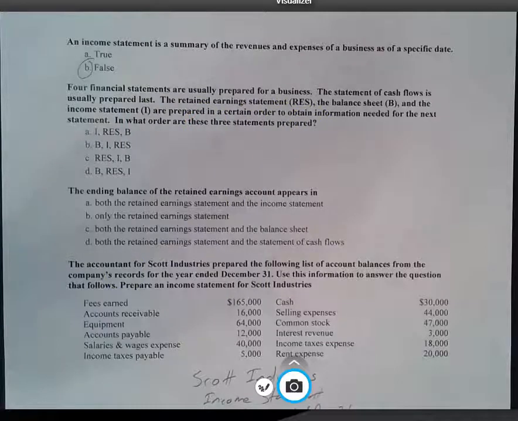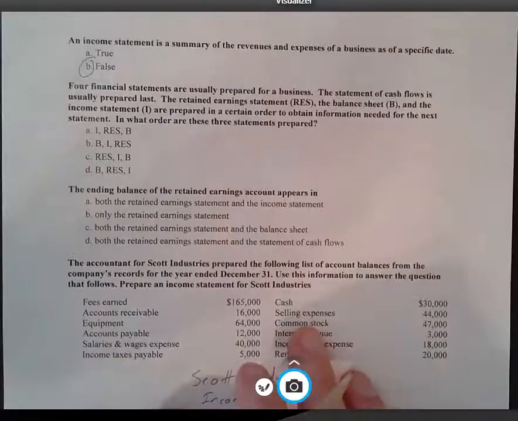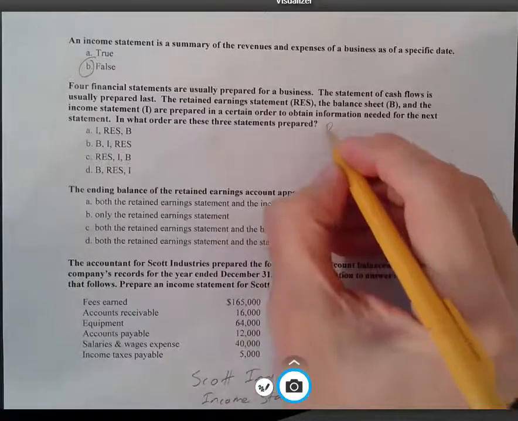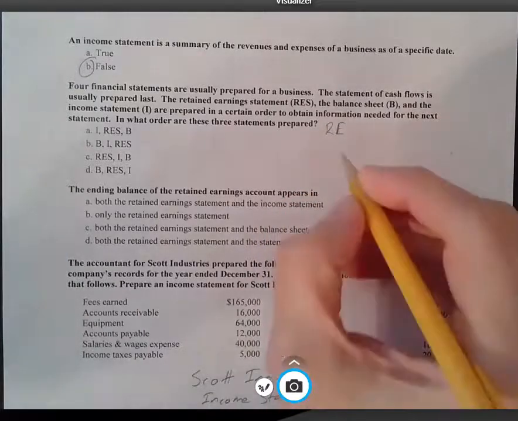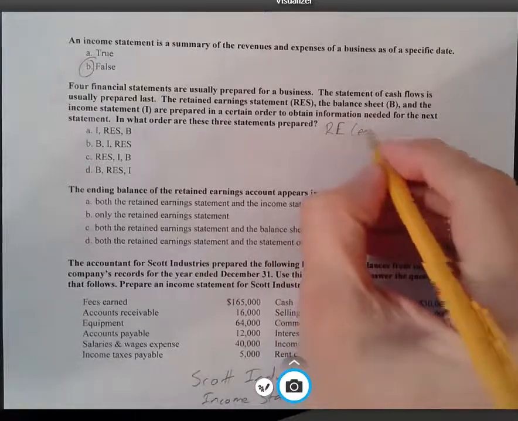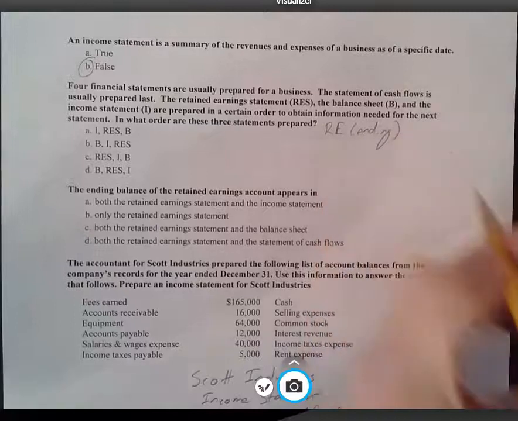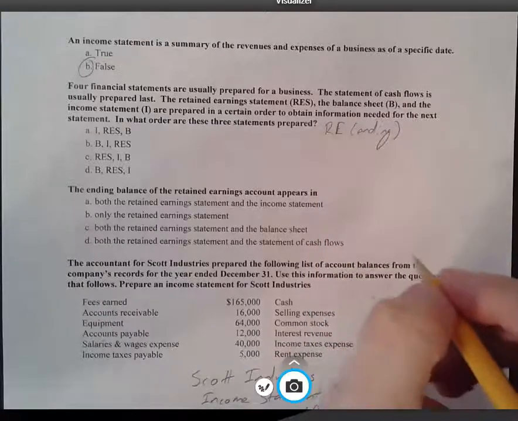Okay. So, it's one thing to kind of memorize this. It's another thing to truly understand why the statements are prepared in a certain order. So, if we think about it, the whole key to answering this question is in retained earnings. Specifically, ending retained earnings.